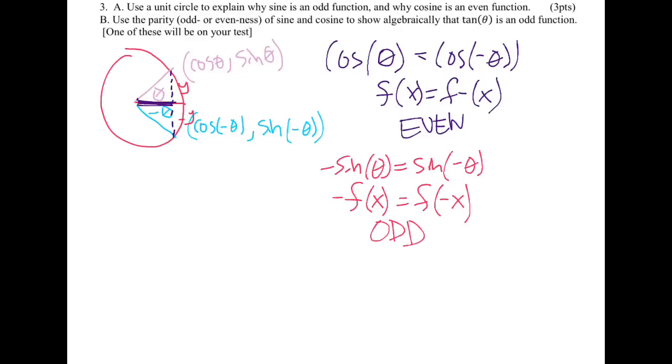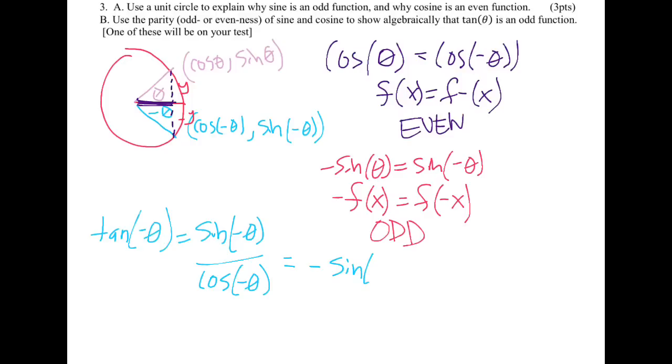Now B, use the evenness and oddness of sine and cosine to show algebraically that tangent is an odd function. So let's start with tan of negative theta. Let's rewrite that as sine of negative theta over cosine of negative theta. But we know that sine is an odd function, which means I can rewrite it as negative sine of theta. And we know that cosine is an even function, which means I can rewrite it as cosine of positive theta.